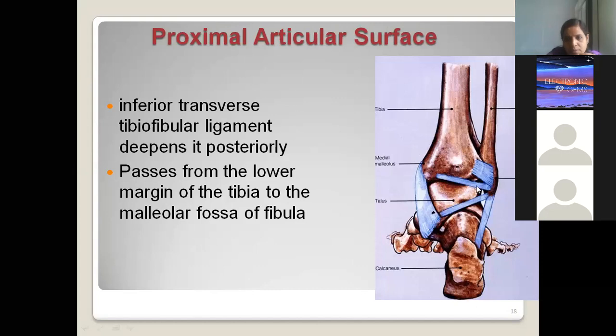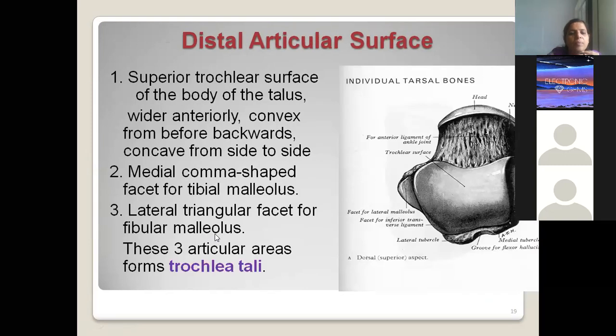Okay, so this is triangular articular facet. This is comma shaped facet. This projection is medial malleolus. This projection is quite big, isn't it? That's why it is receiving a big input. Triangular articular facet. Is it clear?